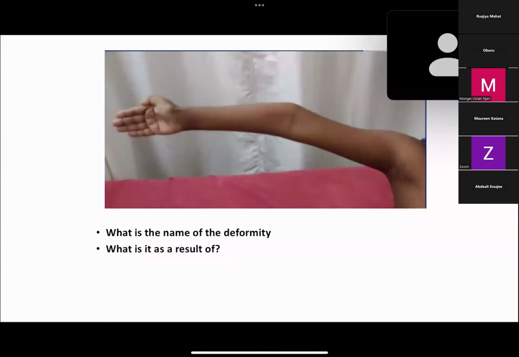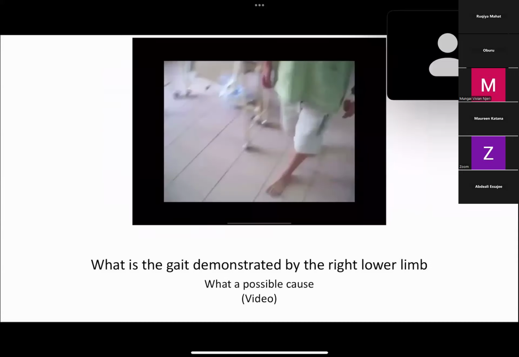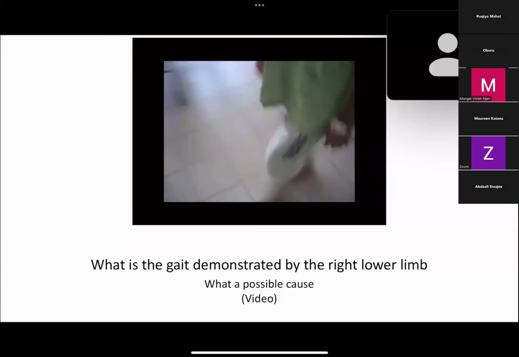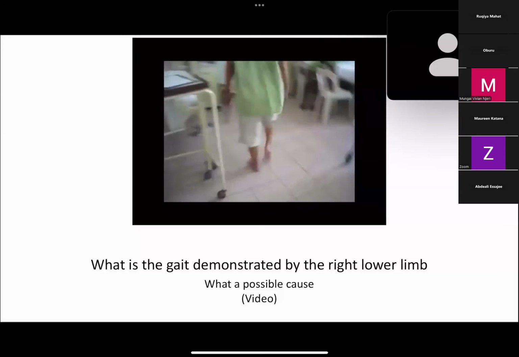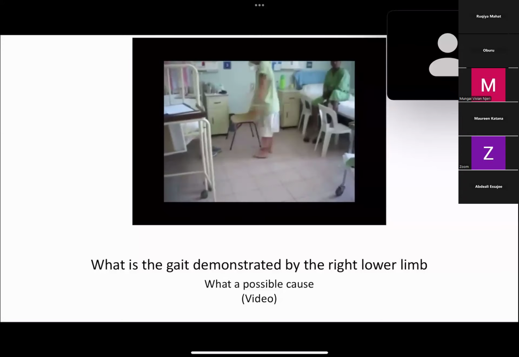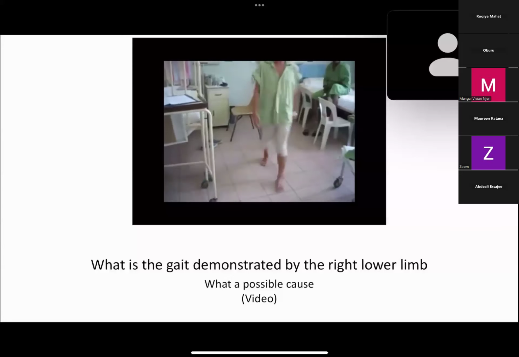That's a gunstock deformity. And you can see a theme, because what I did is I basically got various past questions that have been asked, and you can see that some of these questions repeat themselves. What is the gait demonstrated by the right lower limb? This is, again, a high steppage gait. I cannot invent another gait.